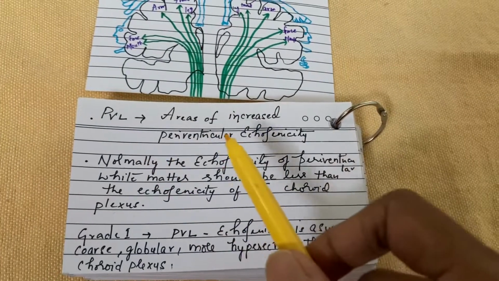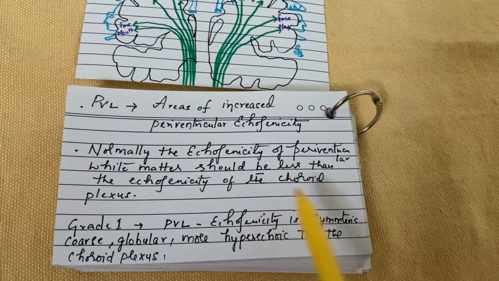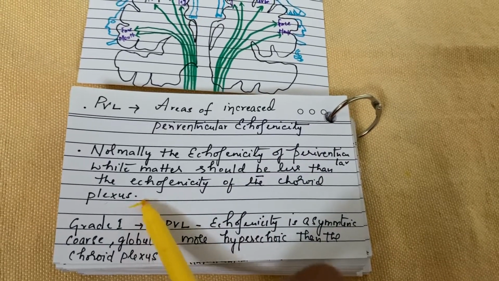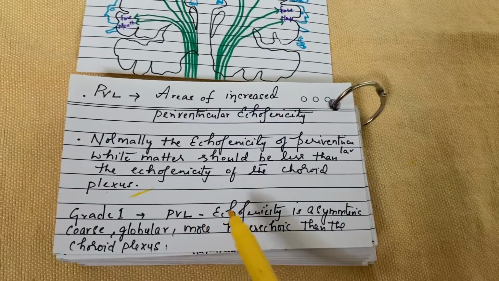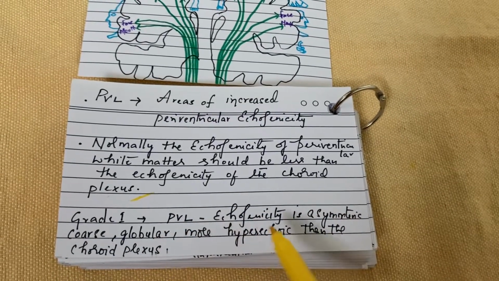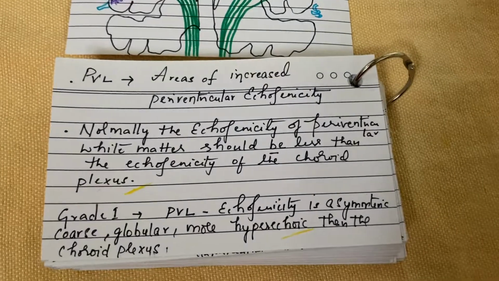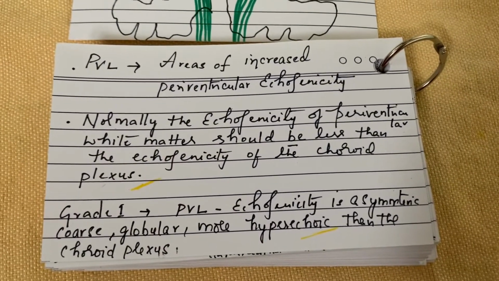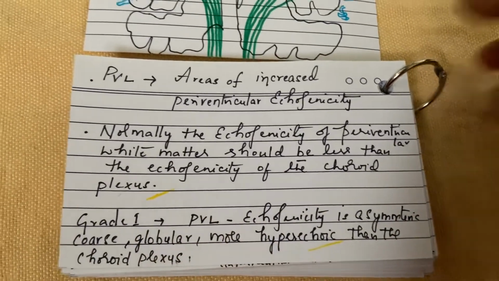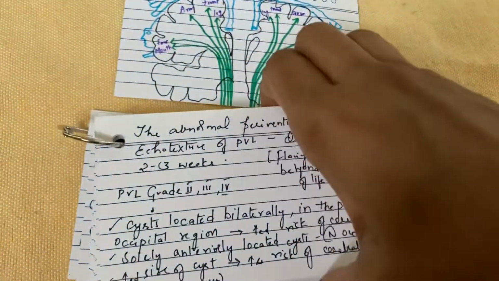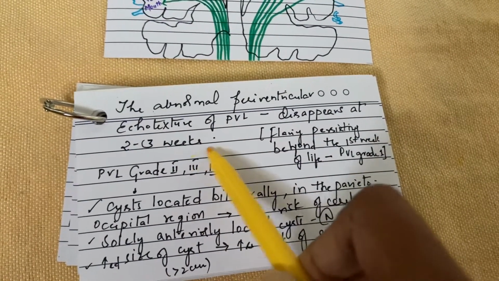As you know, PVL is an area of increased periventricular echo density. Normally, the echo density of periventricular white matter should be less than the echo density of the choroid plexus. But in grade 1 of PVL, the echo density is asymmetric, coarse, globular, and more hyperechoic than the choroid plexus. Remember, normally in preterm babies there will be a periventricular flare, but its echo density is less than that of the choroid plexus. The abnormal periventricular echo texture of grade 1 PVL disappears at 2 to 3 weeks.